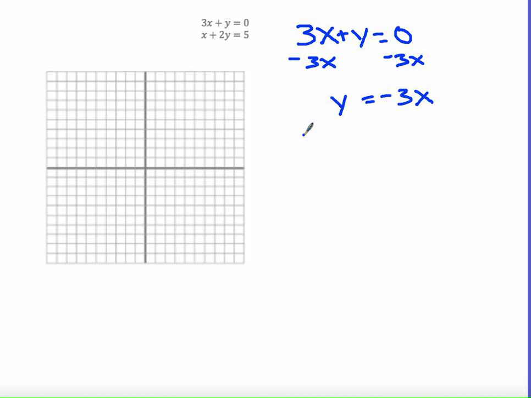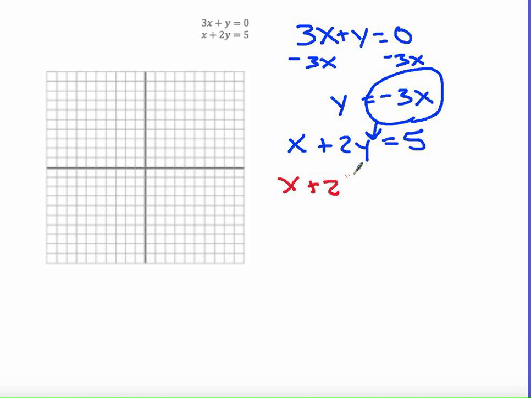Now in the second equation, x plus 2y equals 5, we're going to take this minus 3x and plug it in for y because it is equal to y, okay? So let's switch our colors here, and we're going to say x plus 2 times y. Instead of y, we're going to put minus 3x equals 5.